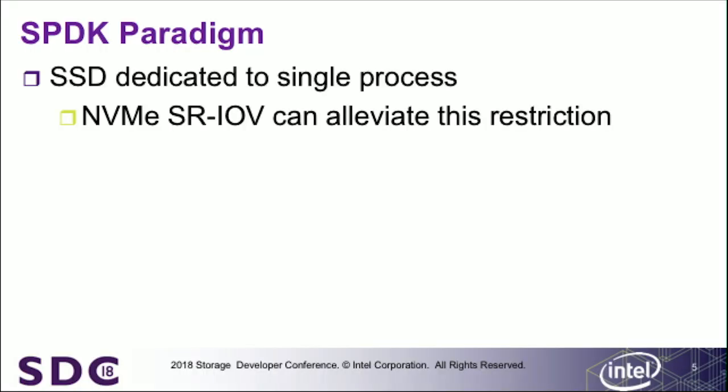So starting out with the paradigm. We know an SPDK application, in this case, is going to have the SSD dedicated to a single process, right? This is not doing stuff in user space. It doesn't lend itself to being able to share an SSD, or at least one PCI function, across multiple processes. As we see SR-IOV become more prevalent, this can be a way to share it between multiple processes, but that's not super prevalent today.